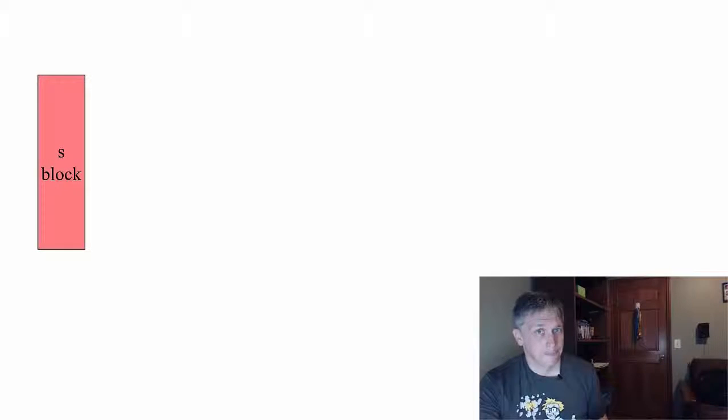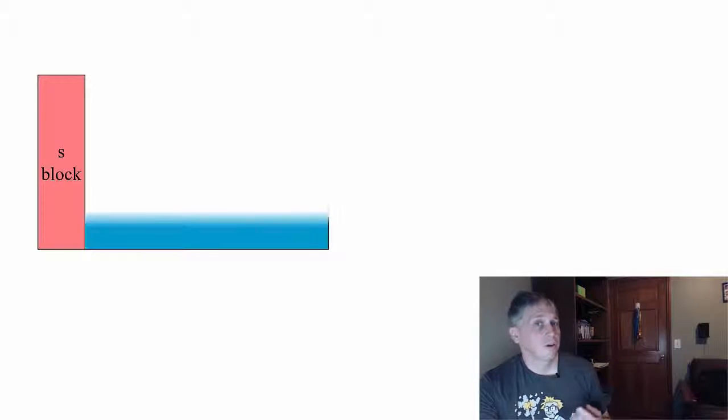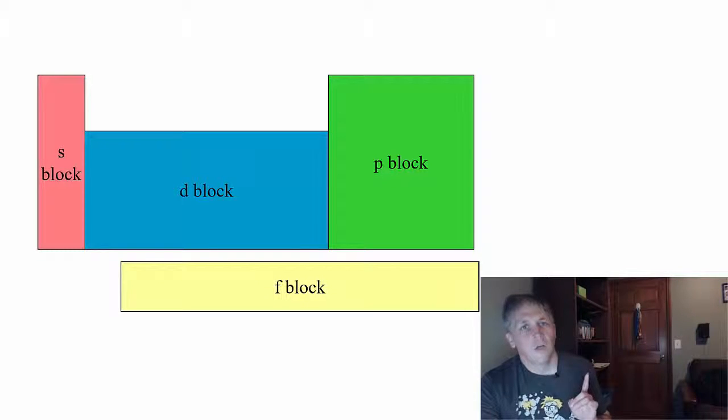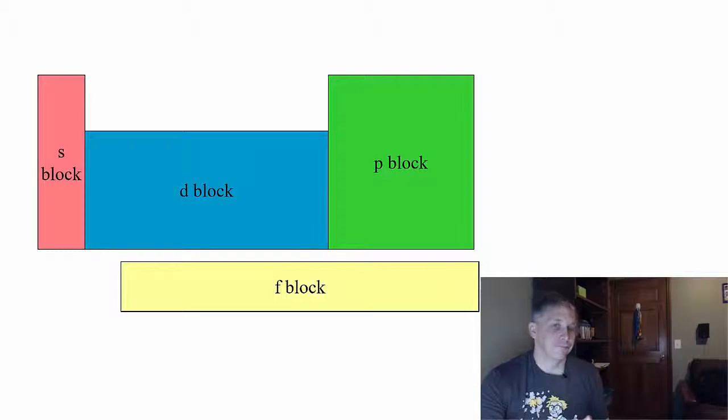So the first thing we're going to do is split our table up into 4 blocks. The first 2 groups, the alkali and alkaline earth groups, we're going to call the S block. The transition metals, we're going to call the D block. I know it's starting to sound a lot like prison, but hang with me. The rest of the main group elements, we call the P block. And the inner transition elements, lanthanide, actinide series, whatever you want to call it, we call that the F block.